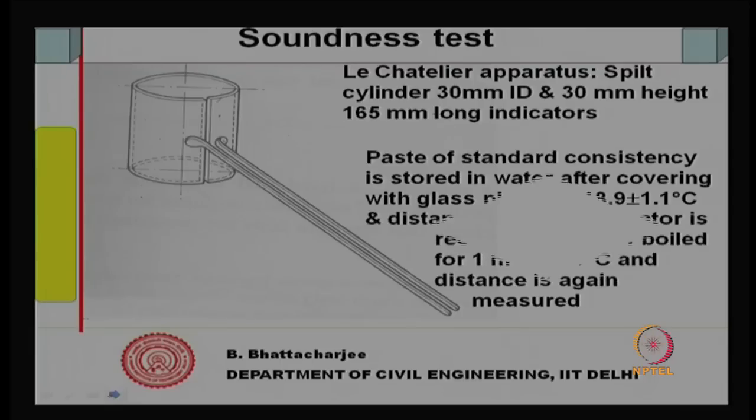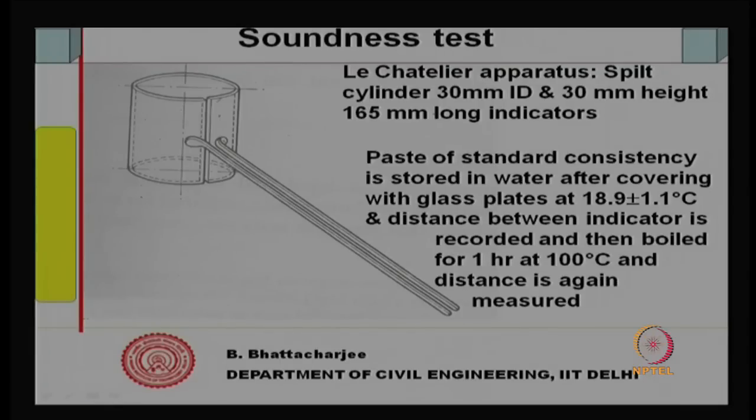So, what do you do? Paste of standard consistency is stored in this mold, stored in water after covering with glass plates, and the distance between these indicators is measured. So, you make paste inside this mold, cover with glass plate, at 27 plus or minus 2 degree centigrade, and after that you measure. So, allow the hydration to progress, measure the distance between the indicators. The distance is recorded, and then it is boiled for 1 hour at 100 degree centigrade, and this distance is again measured.